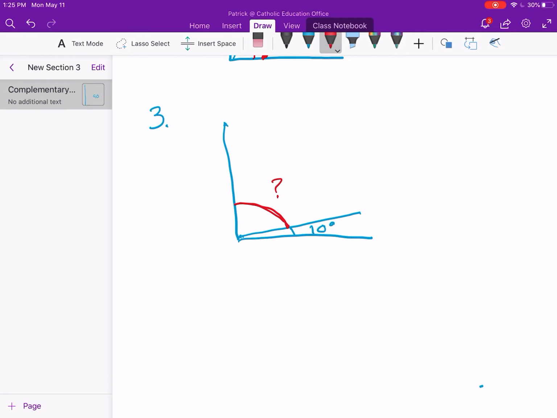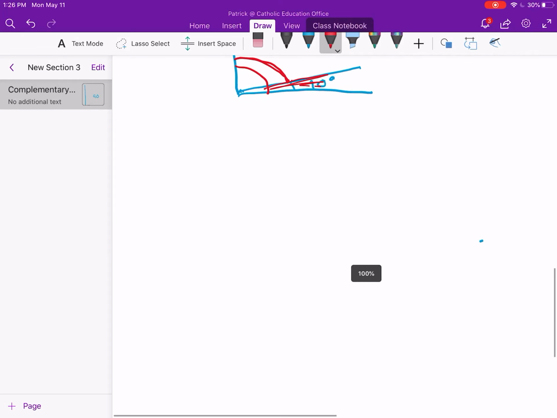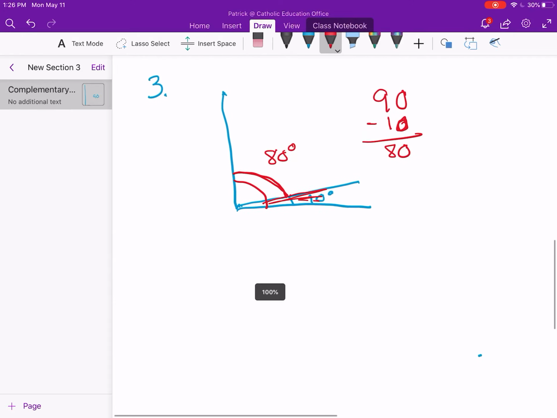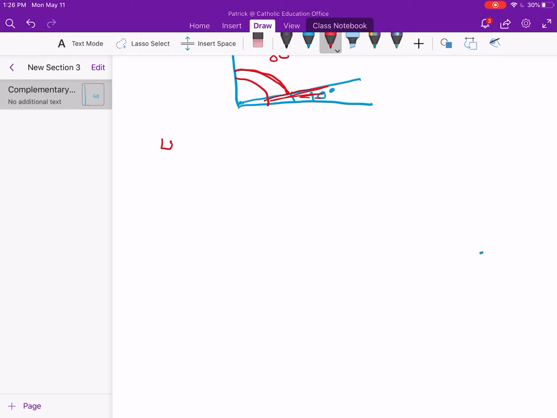So this side, let's see. Well, I know the whole thing is 90. From here all the way over is 90. If I take this 10 part away, that'll say what's left over. So I take away 10 from 90. That equals 80. So that means this is 80 degrees on this side. Okay, let's try two more. Number 4.